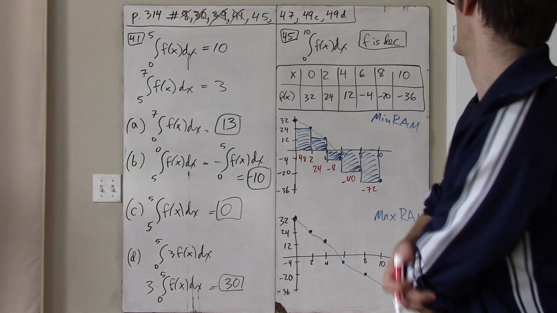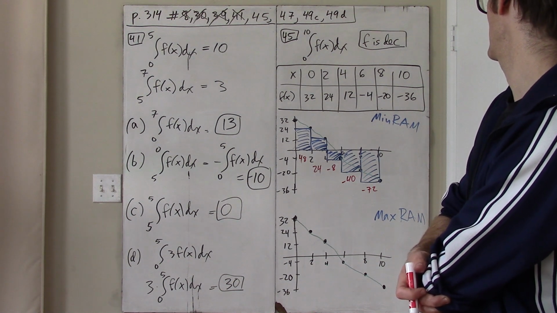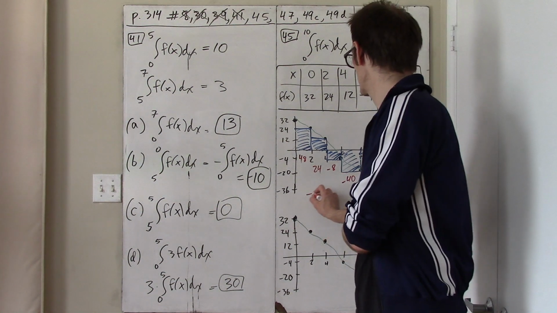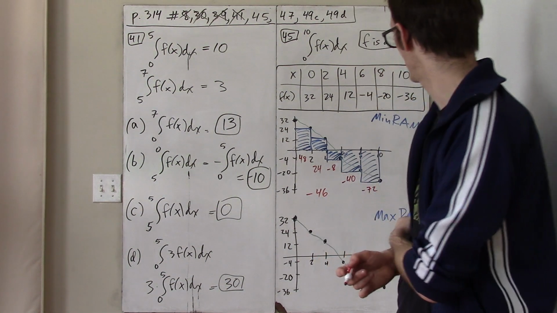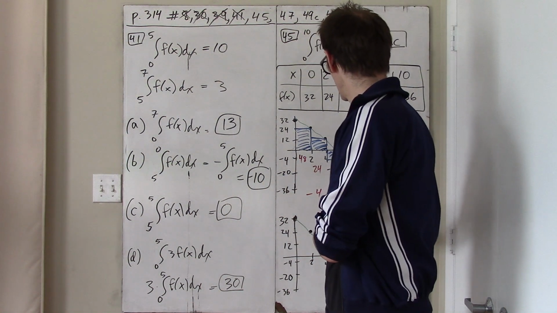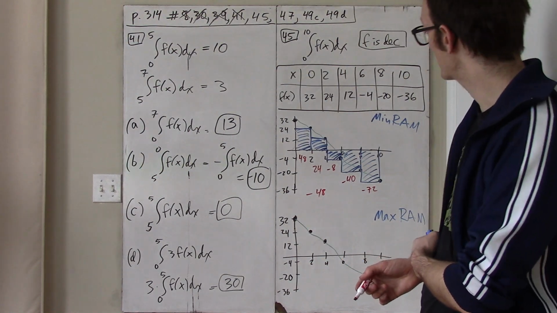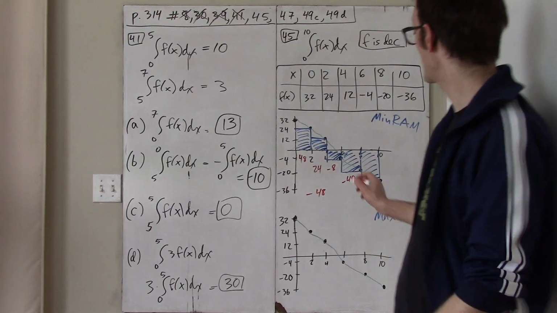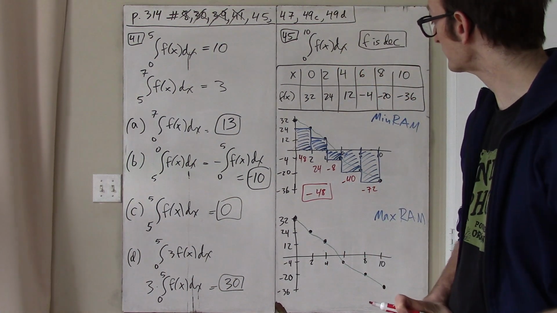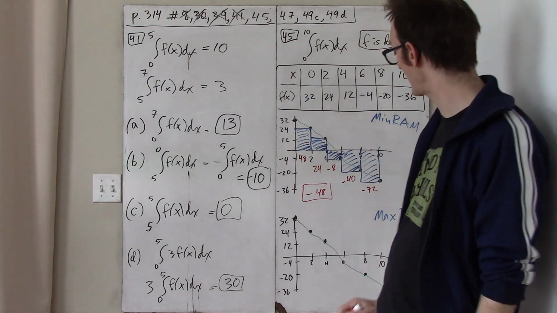If I add those numbers all up, I think I get negative 46. Is that right? No, that's wrong. Negative 48. Could that be right? 60, 72. Yeah, negative 48. In other words, if this function could be as low, this interval could be as low as negative 48.